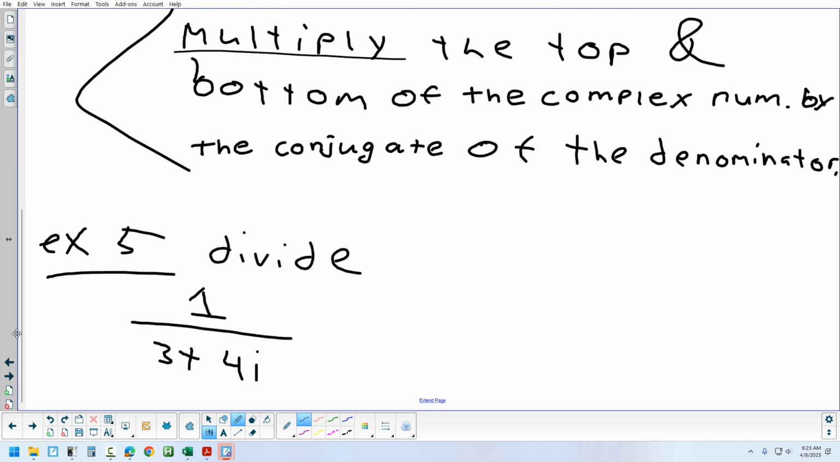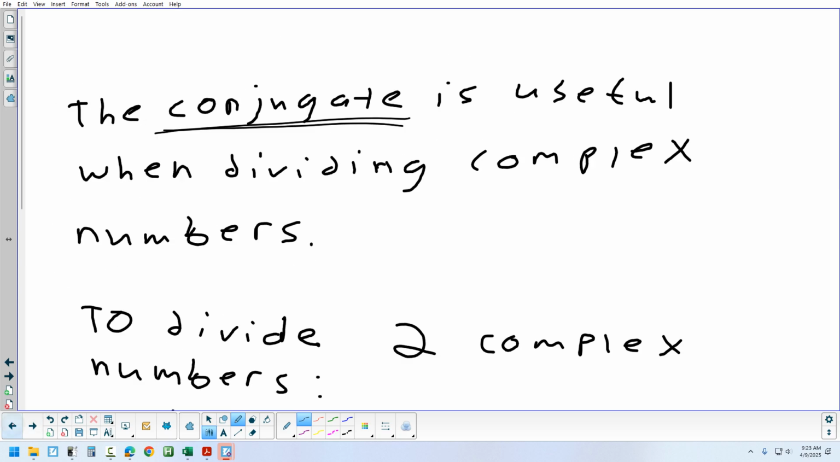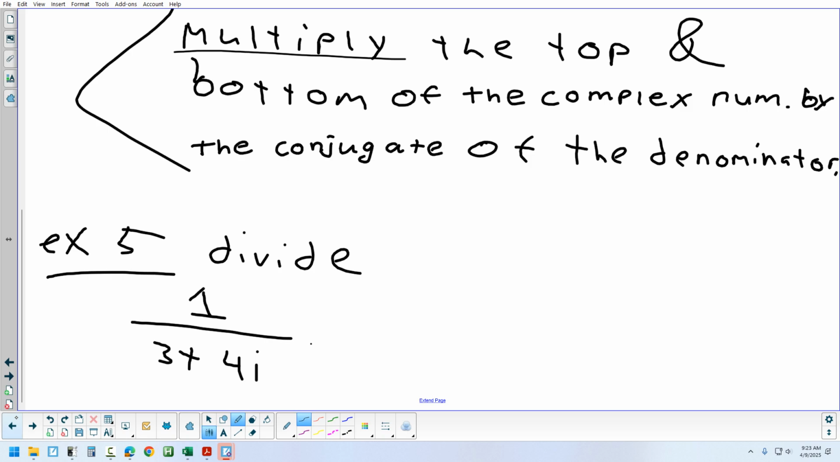Let's try this one. This one's not as bad as this one. This one has a real part and an imaginary part in the top. This one only has a real part in the top. So the distributive property in the top is going to be easier in this problem. Based on what I have written right above it, what are you going to multiply the top and the bottom by? 3 minus 4i. Multiply top and bottom by the conjugate of 3 plus 4i.